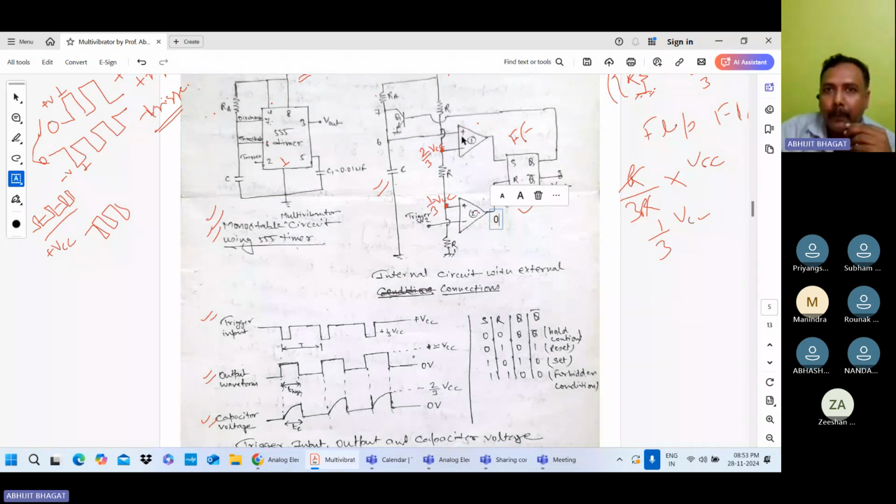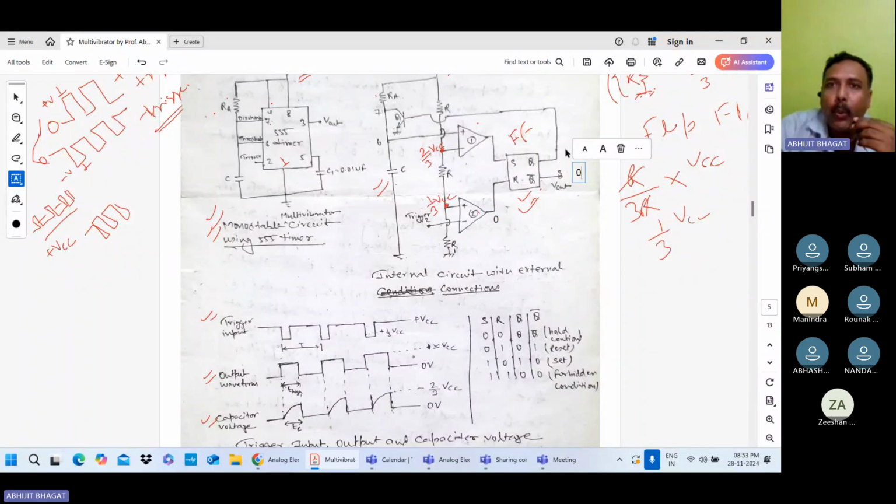Now come here. Initially, when you do not apply the trigger input, your output waveform is 0. So output waveform 0 means your Q bar is 0. Q bar was 0 initially. You can see in the diagram Q bar is 0. Output is 0, initially 0.